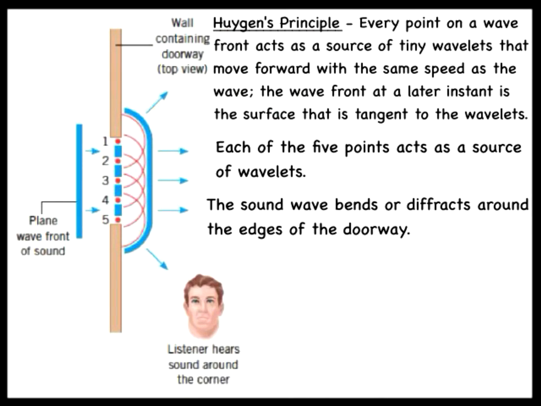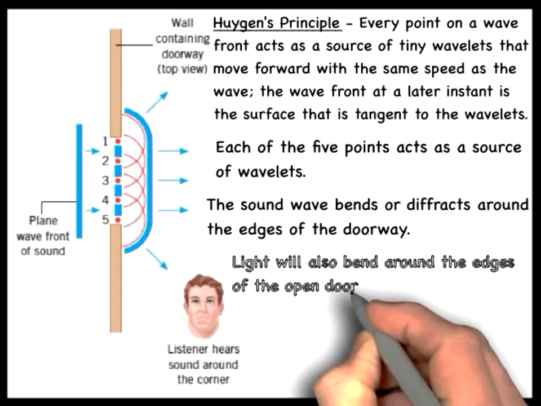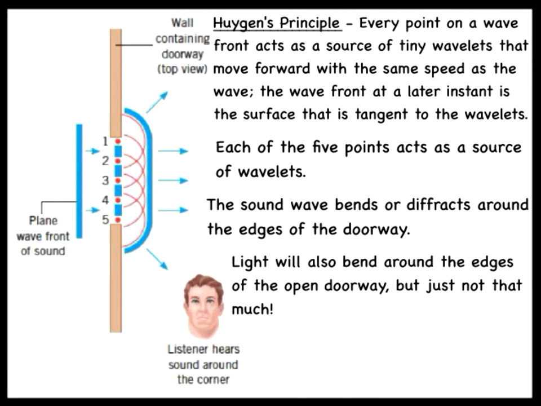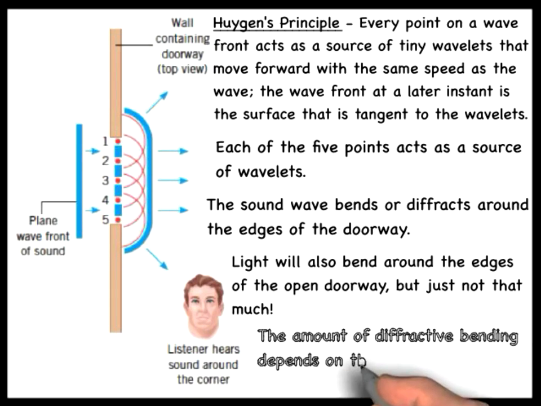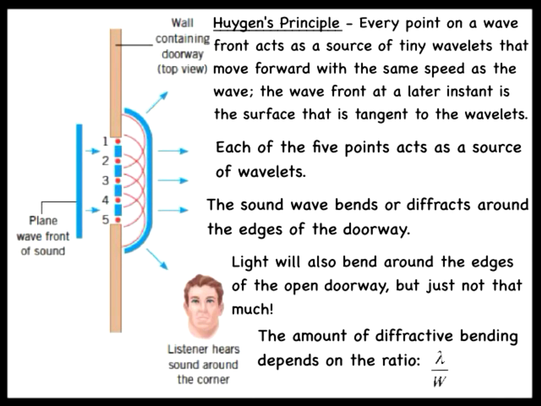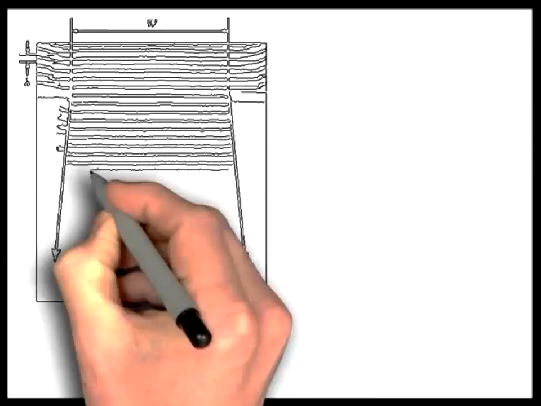Since light is also a wave and undergoes diffraction, you might ask how come we can't see around the door. In fact, light does bend around the door, but just not that much. We will see that the extent to which the wave bends around the edges of an opening is determined by the ratio of lambda over w, where lambda is the wavelength of the wave and w is the width of the opening. The photographs illustrate the effect of this ratio on the diffraction of water waves.